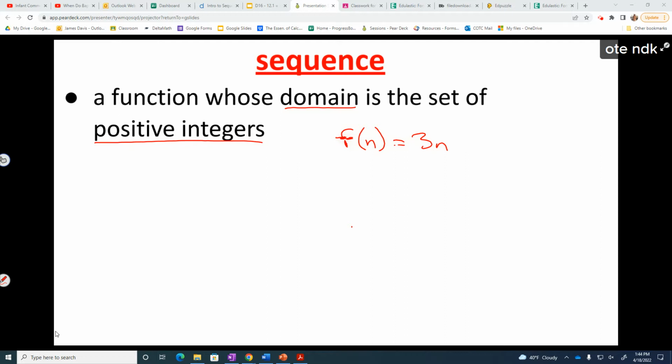So what's a positive integer? Well, not 0. 1 through infinity, just added by 1 each time, right? So 1, 2, 3, 4.